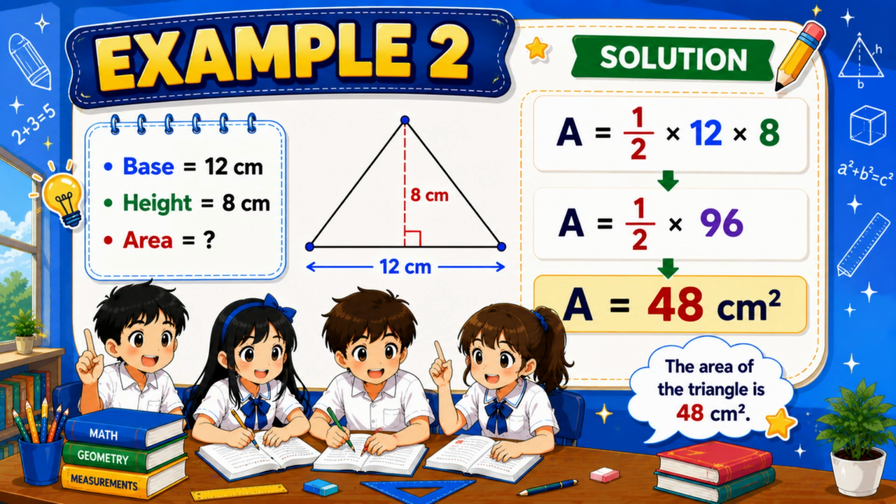12 times 8 equals 96. Divide by 2 to get 48 square centimeters. The area is 48 square centimeters.